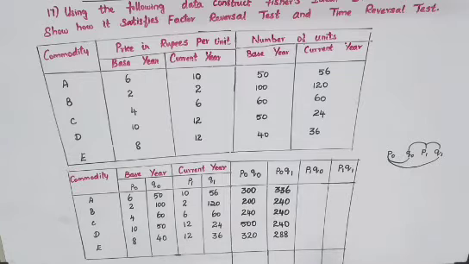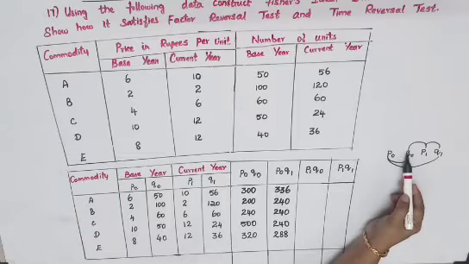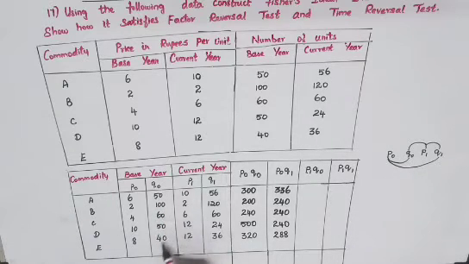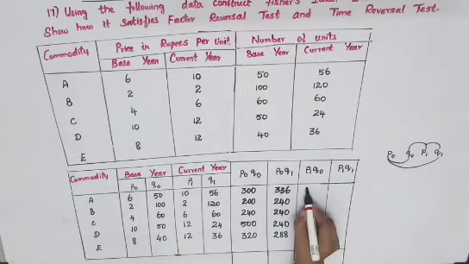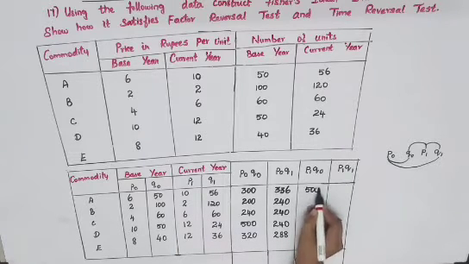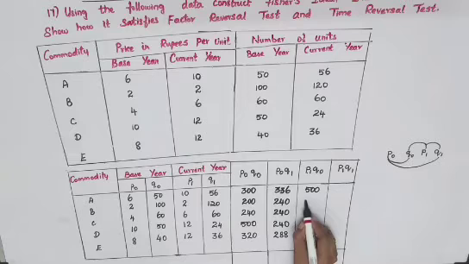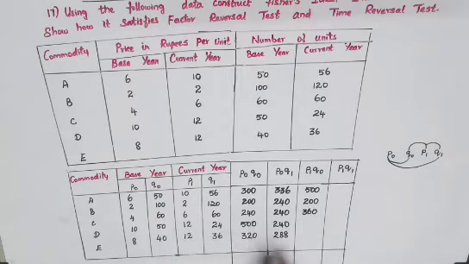So the next column is P1 Q0, that is your third and second column, you will have to multiply. Otherwise, second and third column you will have to multiply. 50 into 10 is 500. 100 into 2 is 200. 60 into 6 is 360. 50 into 12 is 600. 40 into 12 is 480.